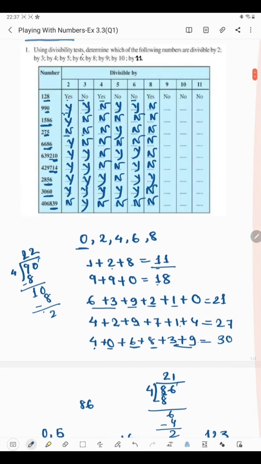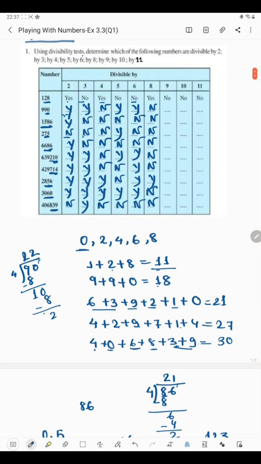Okay. Now coming to divisibility by 9. Divisibility by 9 is the same as divisibility by 3. We'll just add the digits. We'll find the sum of the digits, and if it comes in 9's table, then we can say that it is divisible by 9. Okay. So here see, 8 plus 2 is 10. 10 plus 1 is 11, which cannot be divided by 9. That's why here it's given no.